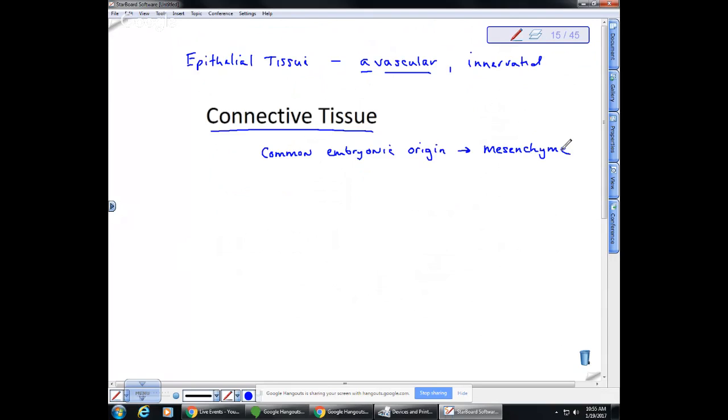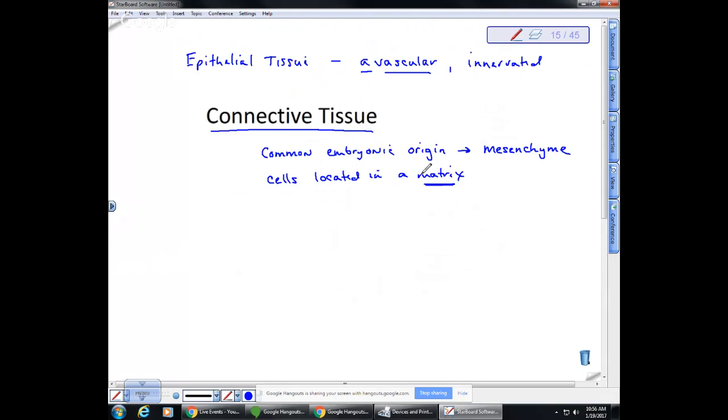Okay. Another thing that connective tissue has in common is a matrix. So we have cells located in a matrix. The matrix is actually not cellular, it's acellular, and it's made up primarily of proteins like fibers, like collagen fibers. And these cells sit in this matrix.